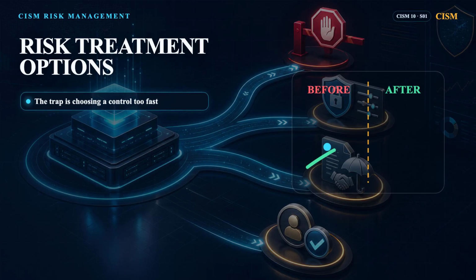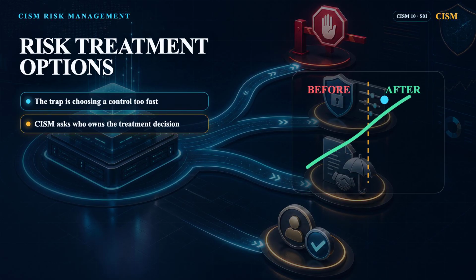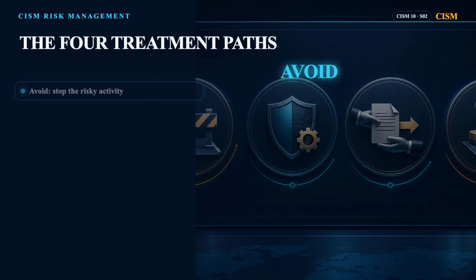A risk scenario gives you a business service, a known exposure, and pressure to act quickly. The trap is to jump straight to a technical control. In CISM, risk treatment is a management decision. Choose a response that matches business appetite, cost, impact, and accountable ownership.